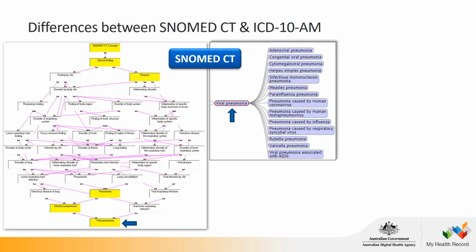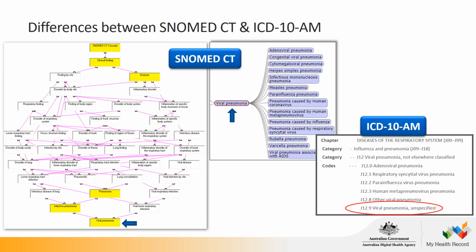In the middle is a screenshot taken from the Shrimp Terminology browser, where again we have selected viral pneumonia, and you can see the immediate children ranging from adenoviral pneumonia to viral pneumonia associated with AIDS. What this view doesn't show you are the further descendants, as each of these child concepts can have children of their own.